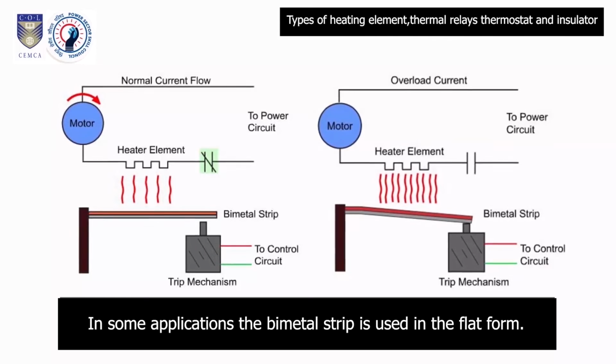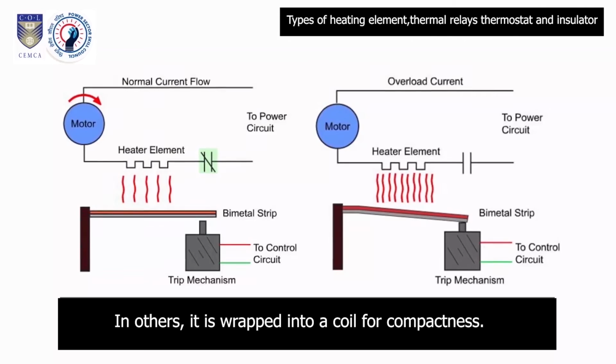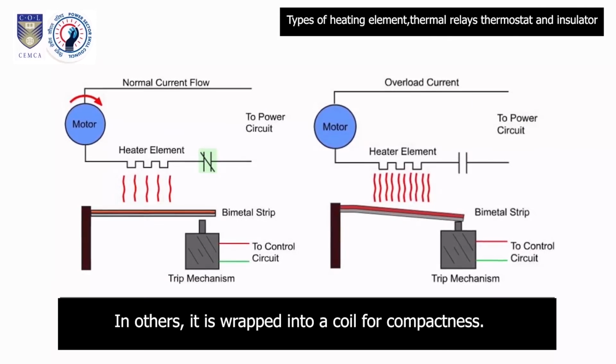In some applications, the bimetal strip is used in the flat form. In others, it is wrapped into a coil for compactness.